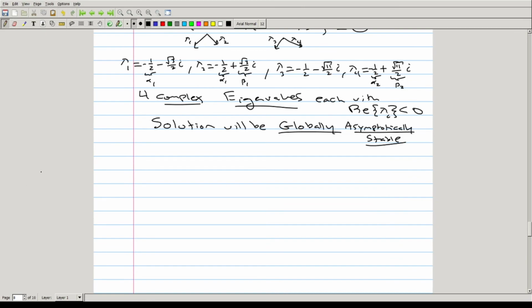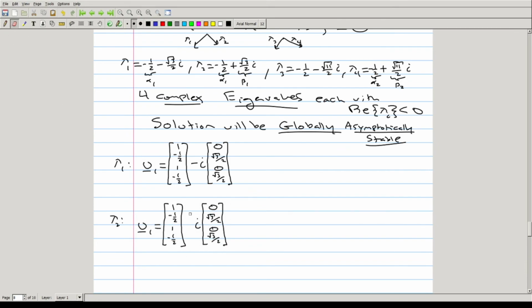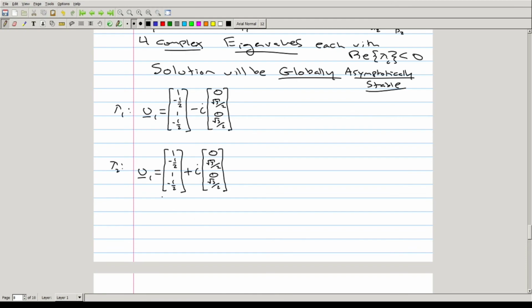If you go through and calculate the eigenvectors, for lambda 1, the eigenvector that you end up solving for will be 1, negative 1/2, 1, negative 1/2, minus i times 0, square root of 3 over 2, 0, root 3 over 2. And for lambda 2, we're going to get the same expression, only with the positive. It's the complex conjugate of this value. So we'll call this vector A1 and this vector A2.